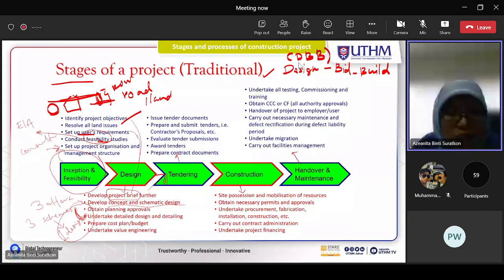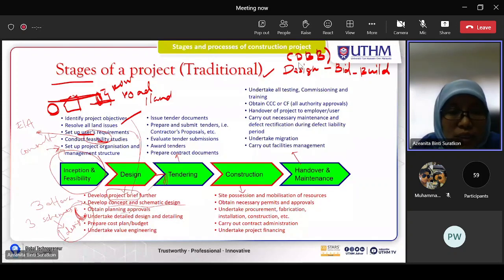And at the same time, obtain planning approvals. The client has to make sure that for the location where the project is to be built, they have the permission to build something there. So this is obtaining planning approvals.